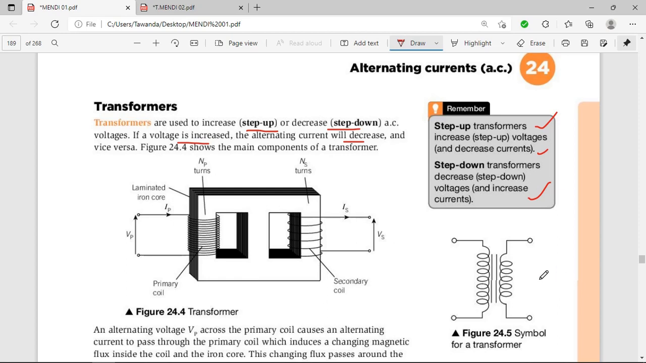This one is the symbol for a transformer. You must know this symbol. And here is the transformer. It shows the main component of a transformer. Here is the primary coil. Here is the secondary coil. As you can see, this transformer is a step down.